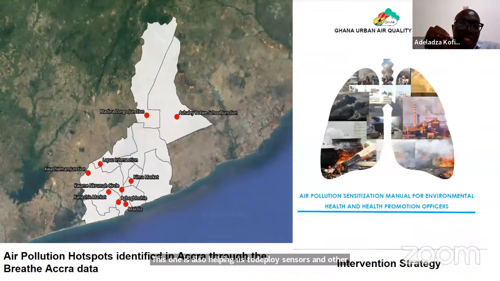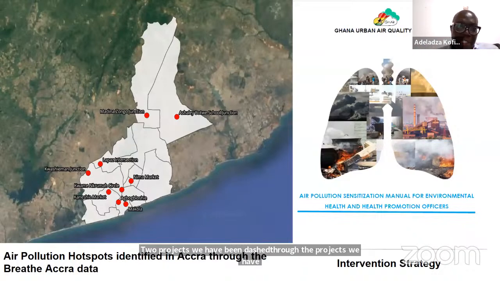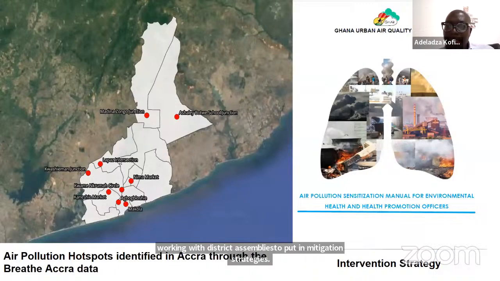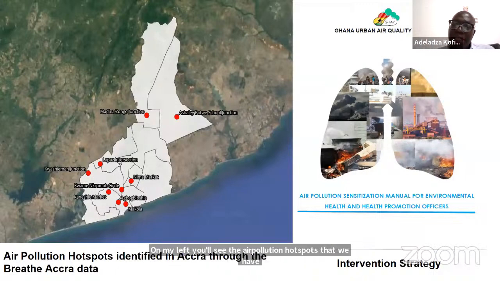Through the project, we have been able to identify air pollution hotspots, and we are working with the district assemblies to put in a mitigation strategy. So on the map on my left, you will see the air pollution hotspots that we have identified. On my right is one of the mitigation measures.